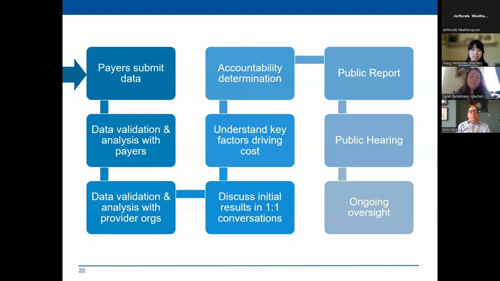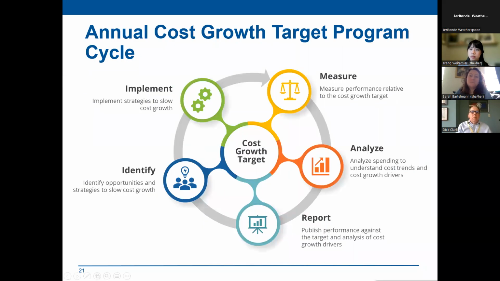Okay, we want to analyze and understand what those cost trends and what those cost drivers are in any given year. And can you go back one slide, please? Thank you. Every year, we will also report, so that includes publishing a performance report of performance relative to the target and all of those cost drivers. There's also some supplemental analysis that will be happening along the way to understand those cost growth drivers. There is also the intent to have a public hearing every year to share the results of that report and to understand and dig in a little bit deeper in that public forum and have an opportunity to have a conversation about what's been going on.